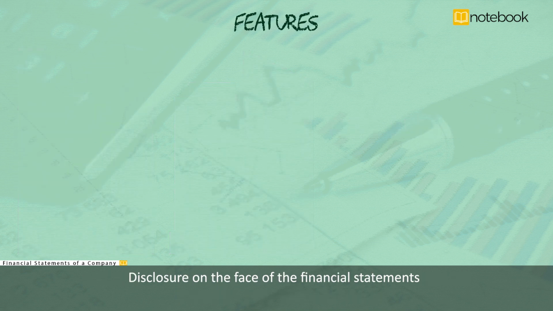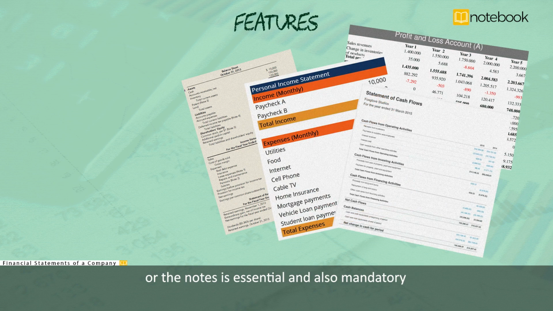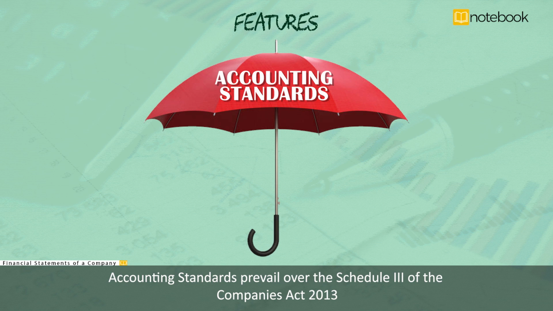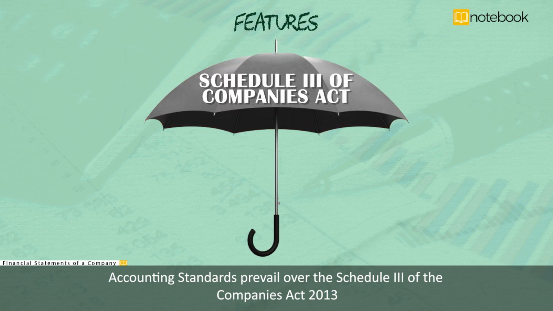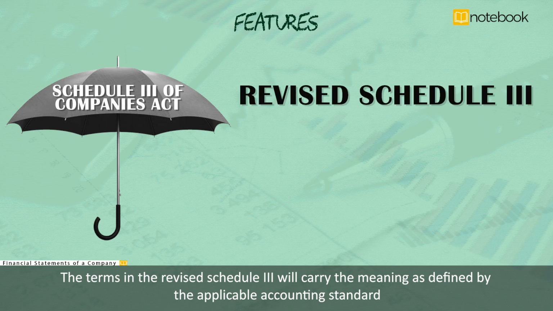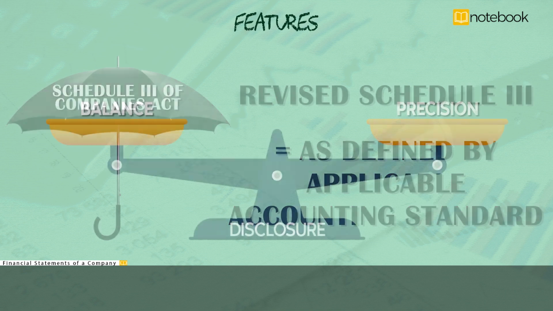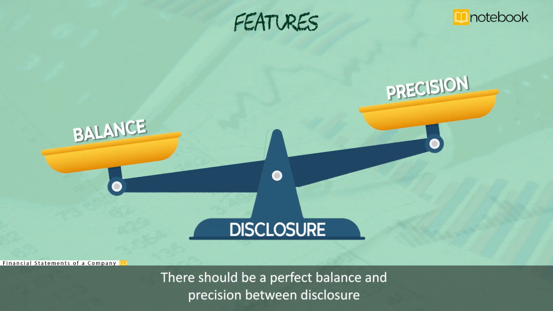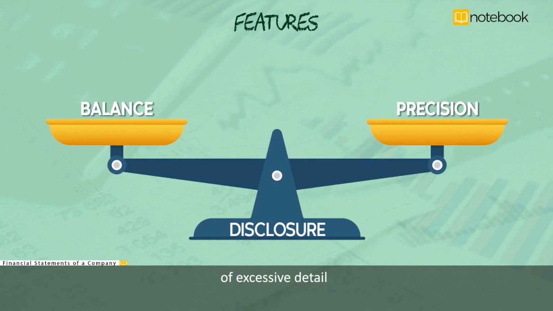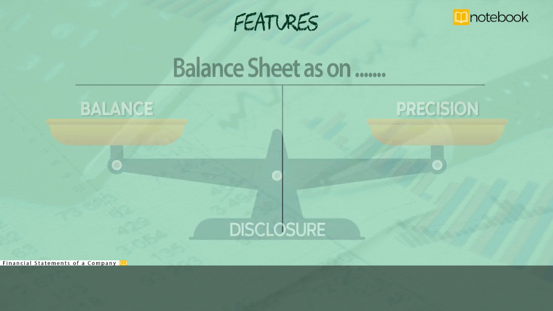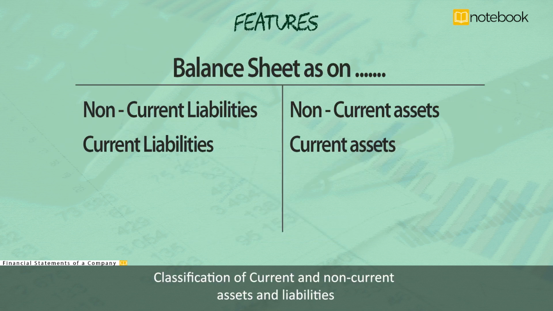Disclosure on the face of the financial statements or the notes is essential and also mandatory. Accounting standards prevail over the Schedule 3 of the Companies Act 2013. The terms in the revised Schedule 3 will carry the meaning as defined by the applicable accounting standard. There should be a perfect balance and precision between disclosure of excessive detail that may not help the users of financial statements and not providing important information. Classification of current and non-current assets and liabilities.